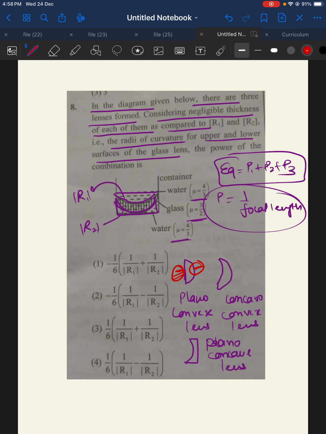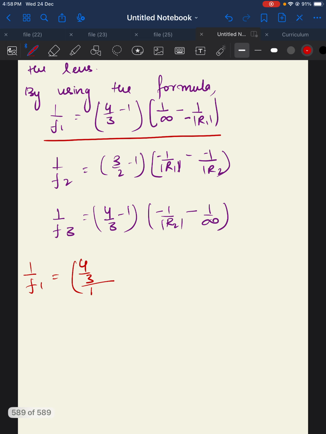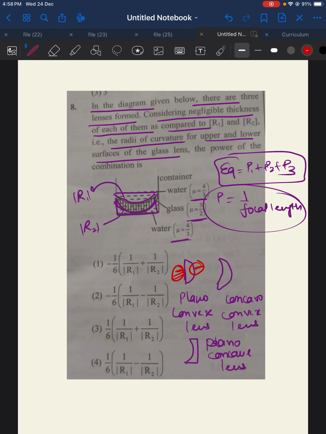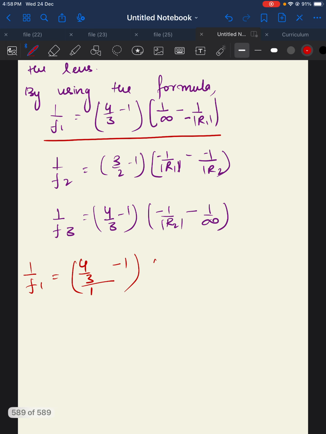So we will be finding out the focal length with respect to the air, right? And the refractive index of the air is 1. So by 1 minus 1, correct? Now the first lens is a plano convex lens. For the plano convex lens, for the plane surface, the radius of curvature is infinity. So 1 by infinity minus.